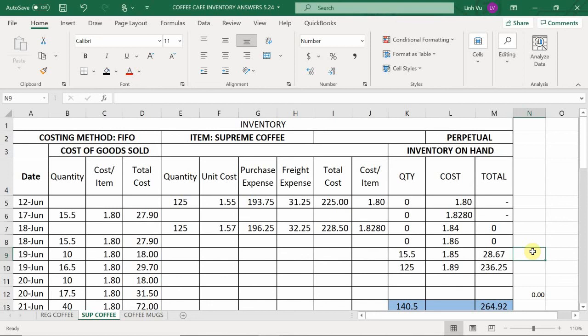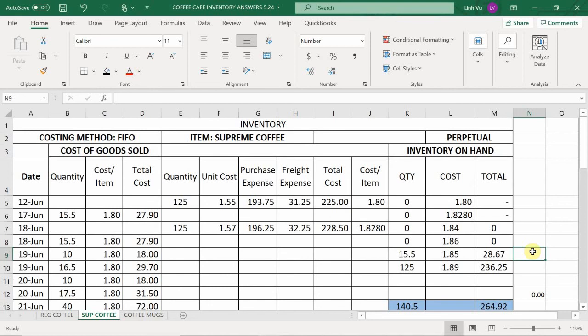Oh, those are your batches right there. So under your quantity, your 10 and your 16.5, those are your batches. Where are you looking at? June 19, 16.5. We're not looking at that. That's the cost of goods sold. I'm looking at my inventory on hand.